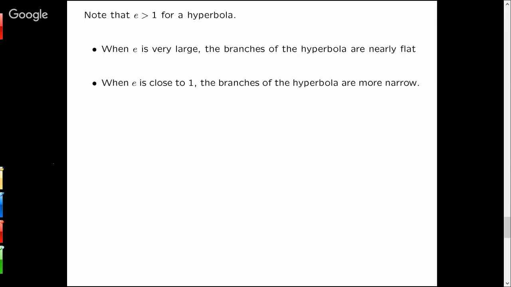Oh, I have to tell you about this too. If e is bigger than 1, for hyperbolas, when e is very large, the branches are nearly flat. When e is really small, the branches are very close together. Very large values, like 1,000, give you something almost a straight line in your hyperbola. And like 1.1, something close to 1, gives you something more narrow. I believe that's also one of the fill in the blank questions on your homework, so you'll need that. Let's graph.